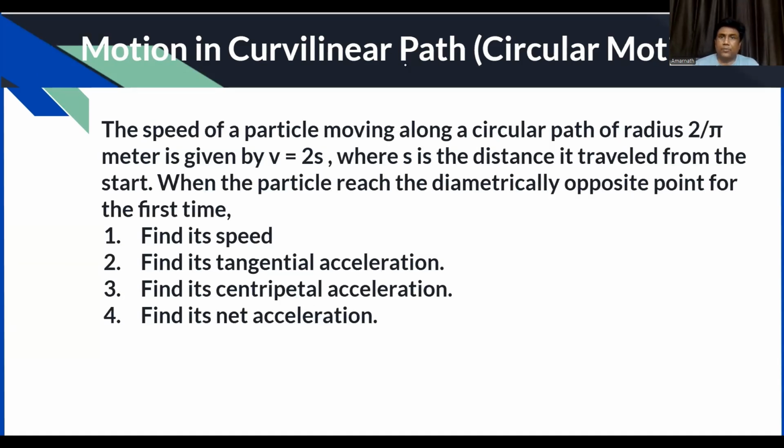The question says that the speed of a particle moving along a circular path of radius 2 by pi meter is given by v is equal to 2 into s, where s is the distance it travels from the start. When the particle reaches the diametrically opposite point, it means distance travel is pi r, for the first time. Find its speed, its tangential acceleration, its centripetal acceleration, and its net acceleration.